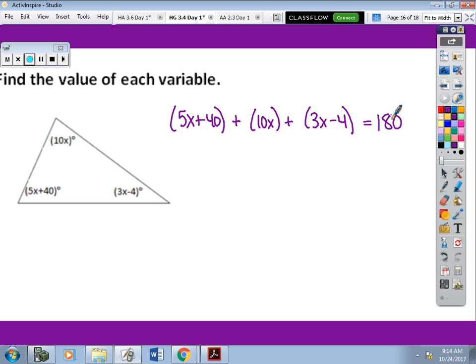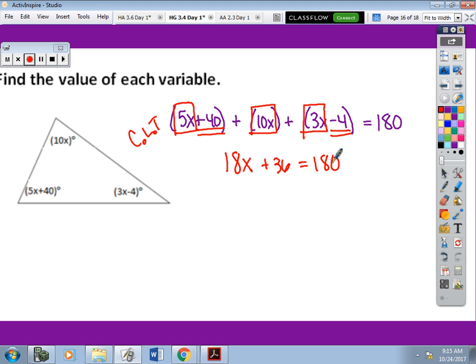You do have to add your like terms first, which if this were a proof, remember our reason would be simplify anytime we combine like terms. So we have 5x plus 10x, which is 15, plus 3, which is 18x. We have a positive 40. Be careful, this is a minus 4. So 40 minus 4 would get me 36. Biggest mistake is that students will put 44. So just pay attention to the symbol.